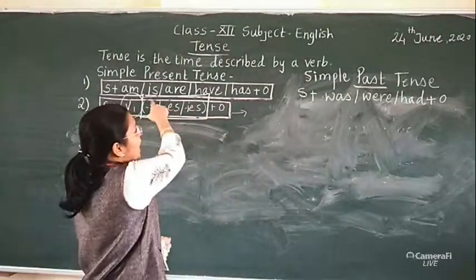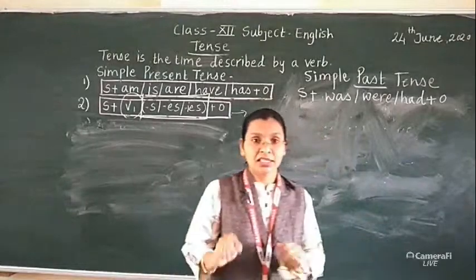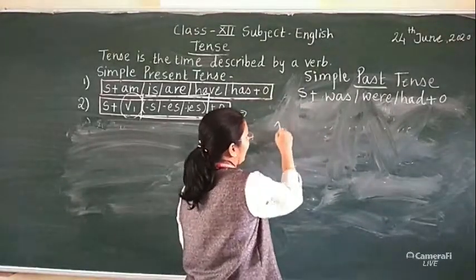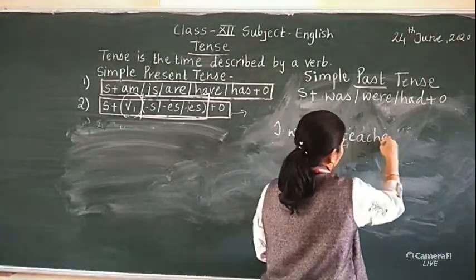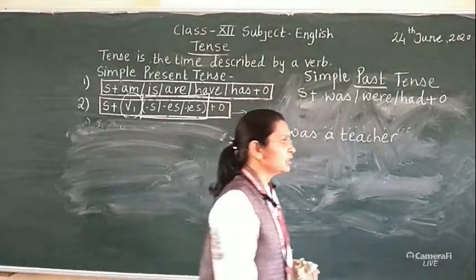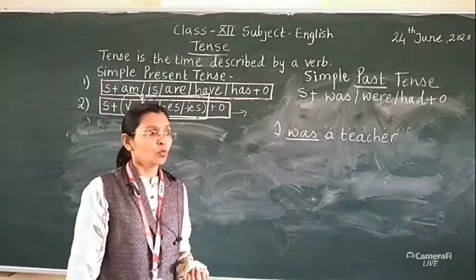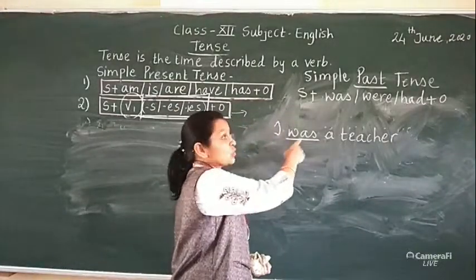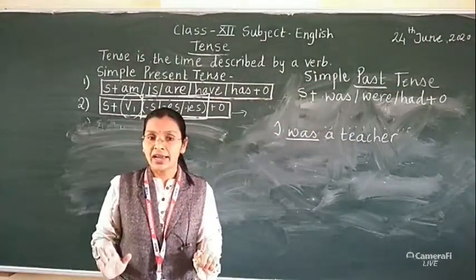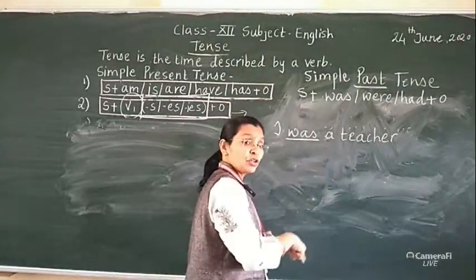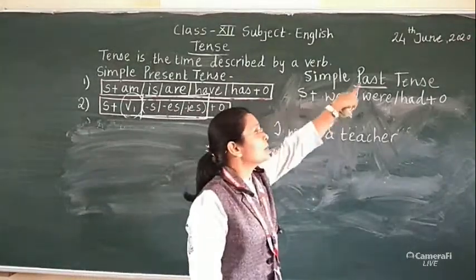Understood? See, so am, is, are, have, has show the present tense and was, were, had show the past tense. Clear the first formula? For example, I was a teacher. So what does it show? Here I use was. So was shows the past tense. Right now I am not a teacher, but before that I played the role of a teacher. So here it indicates the past tense.